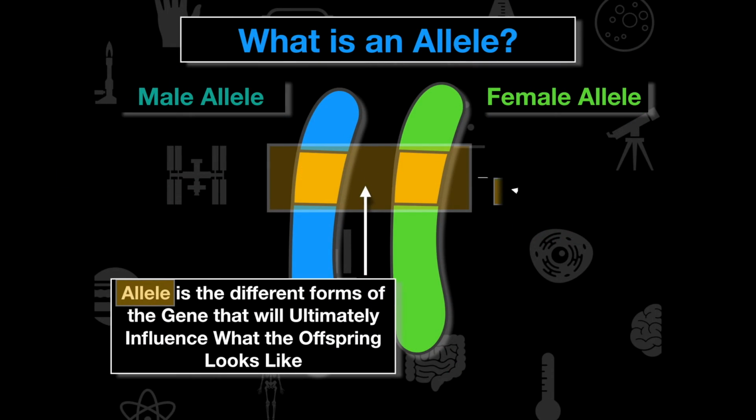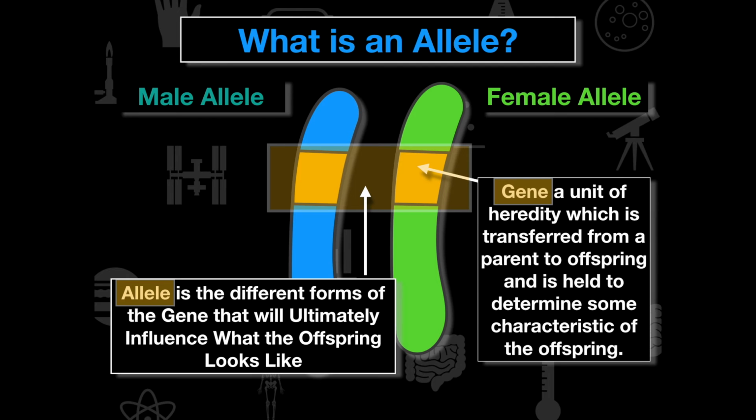So if we're looking at this a little bit more, again, remember, a gene is a unit of heredity which transfers from parent to offspring the genetic information. And you are getting information from both mom and from dad. So we get two genes and two sets of information which ultimately influence what an organism looks like and then what you look like based on these alleles.